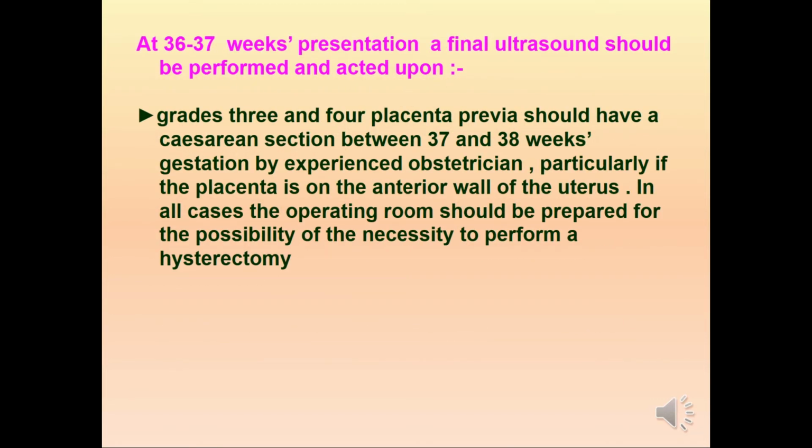At 36 to 37 weeks presentation, a final ultrasound should be performed and acted upon. Grade 3 and 4 placenta previa should have a cesarean section between 37 and 38 weeks of gestation by an experienced obstetrician, particularly if the placenta is on the anterior wall of the uterus. In all cases, the operating room should be prepared for the possibility of a necessity to perform a hysterectomy.